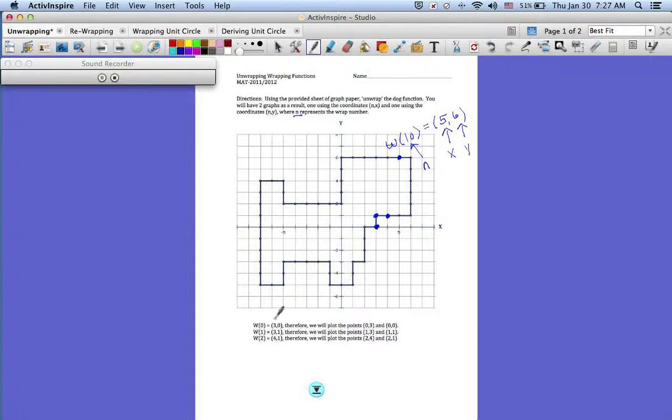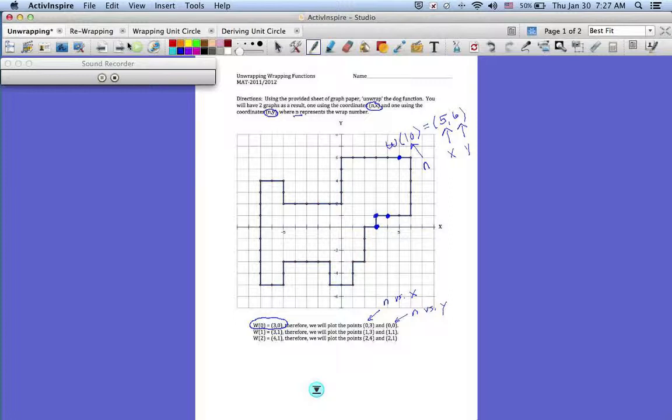So I'm going to take each of those pieces and we're going to split them up into two sets of coordinates. The coordinates are n, x and n, y. So we're going to compare the wrap number with the x coordinate and the wrap number with the y coordinate to give us 2 points, 0, 3 and 0, 0. Now keep in mind, this is on a graph that is n versus x, and this is on a graph that is n versus y.